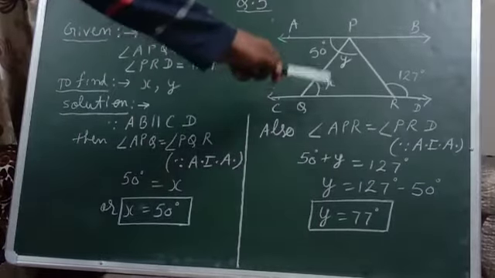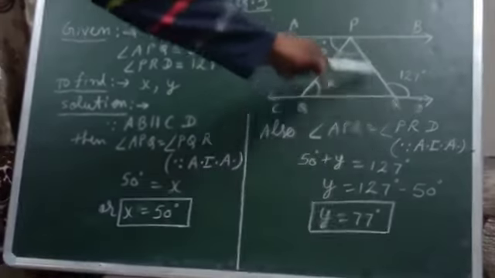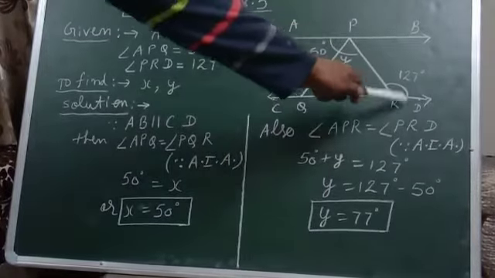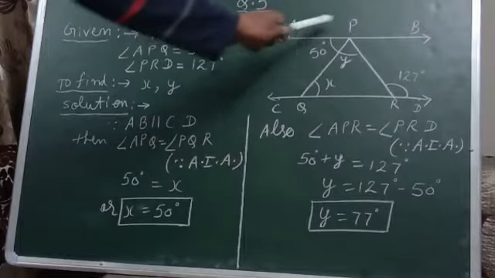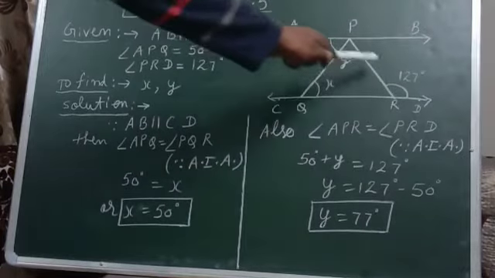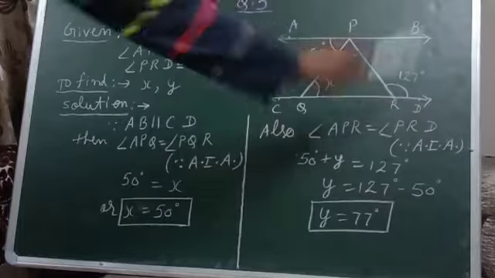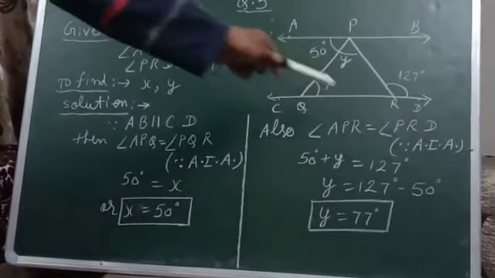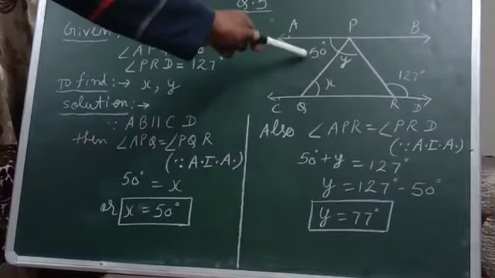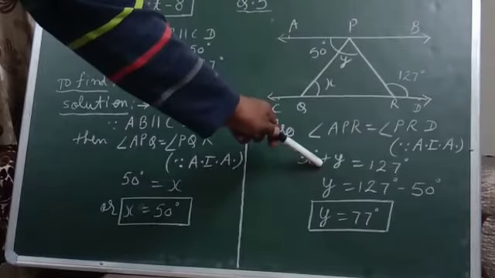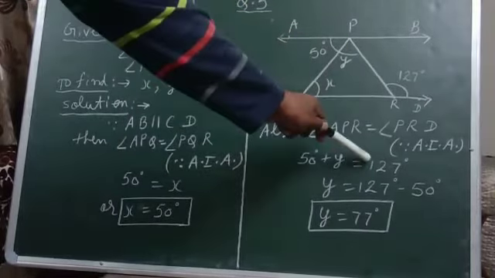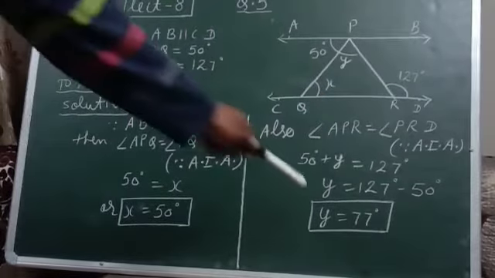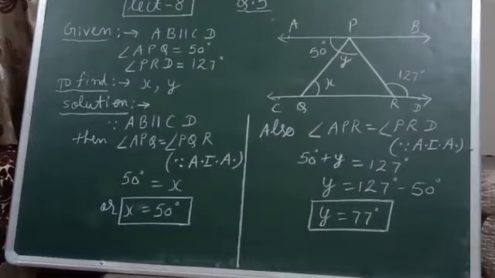Now we will see here angle APR, this angle, and PRD, this angle. APR and PRD are also equal. The reason is again alternate interior angle. So this angle is actually 50 plus y. So here we can write 50 plus y, and this value is 127. The 50 on that side will be subtracted, so the value of y you can see is 77.